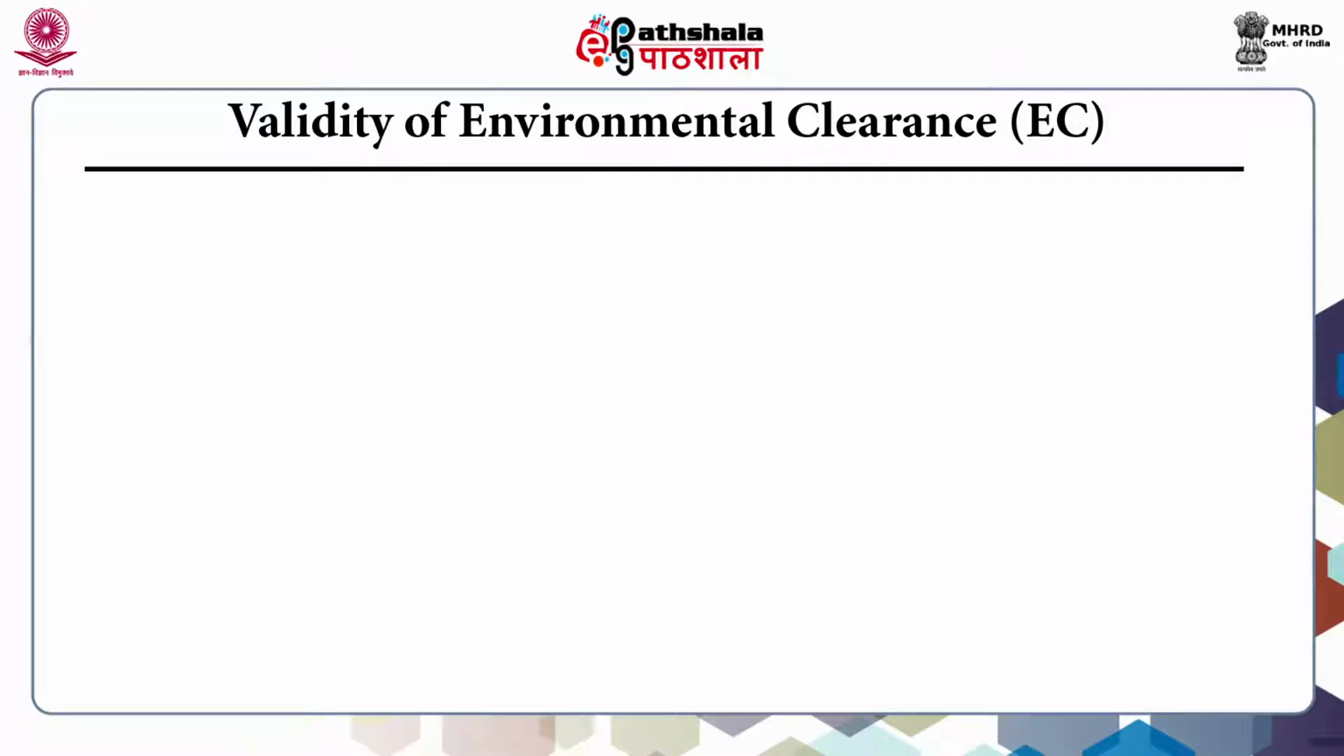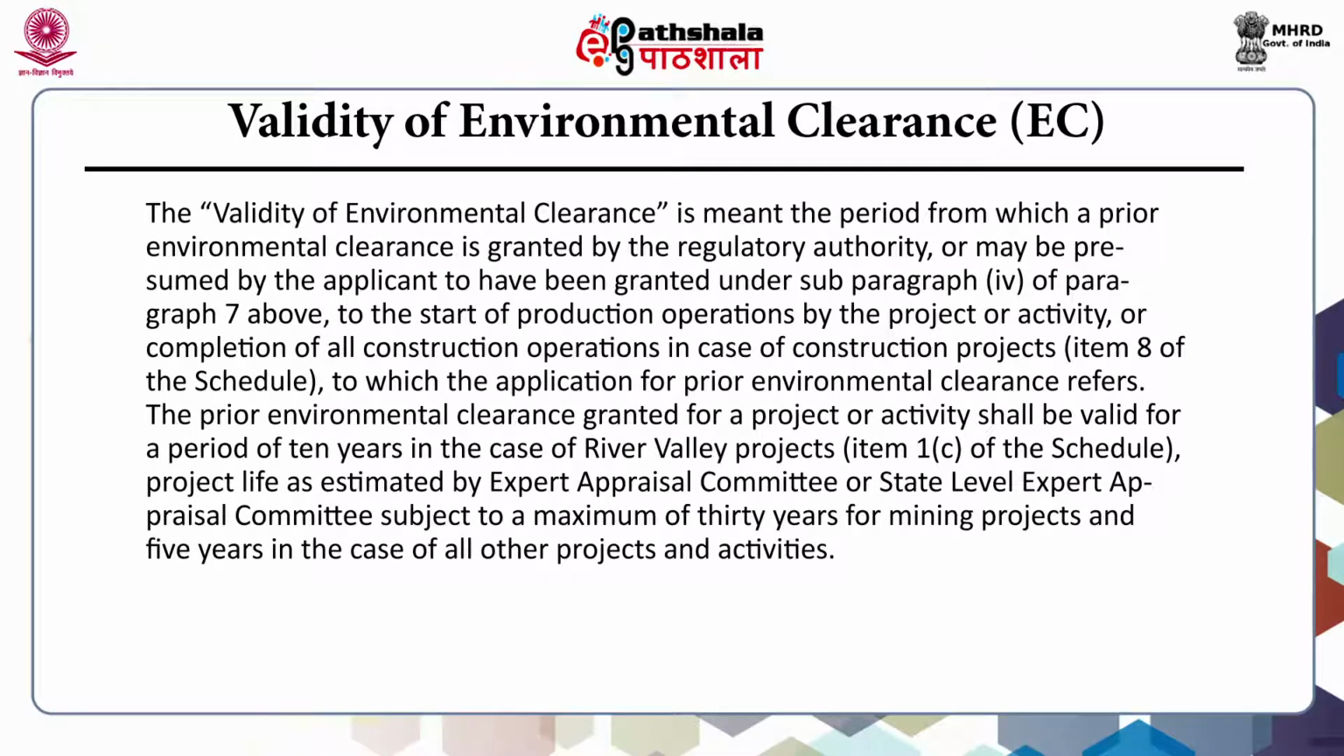Validity of environmental clearance. The validity of environmental clearance is meant the period from which a prior environmental clearance is granted by the regulatory authority or may be presumed by the applicant to have been granted under subparagraph 4 of the paragraph 7 of this notification to the start of production operations by the project or activity or completion of all construction operations in case of construction projects to which the applicant for the environmental clearance refers.